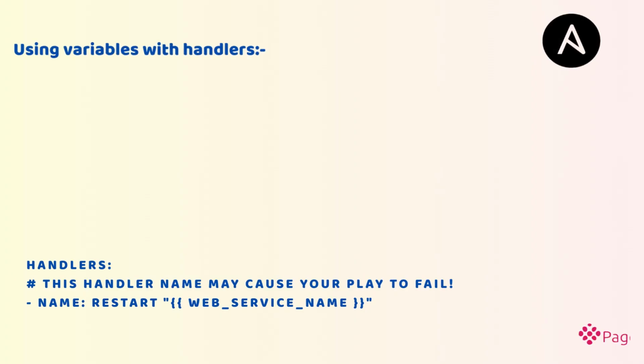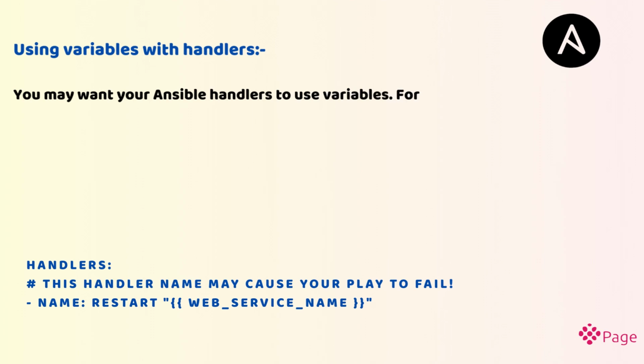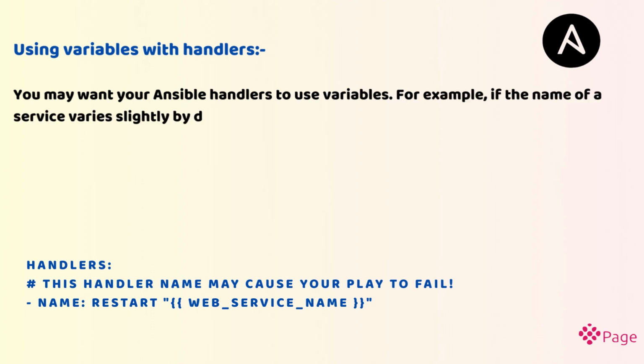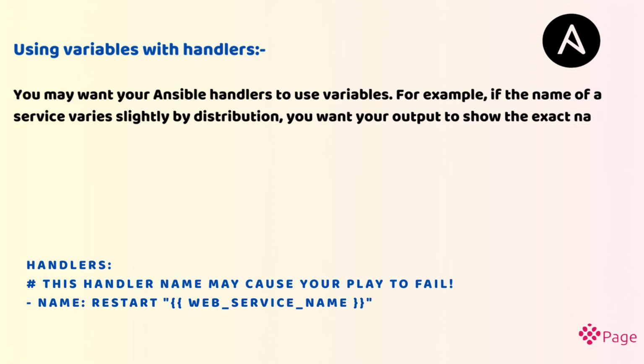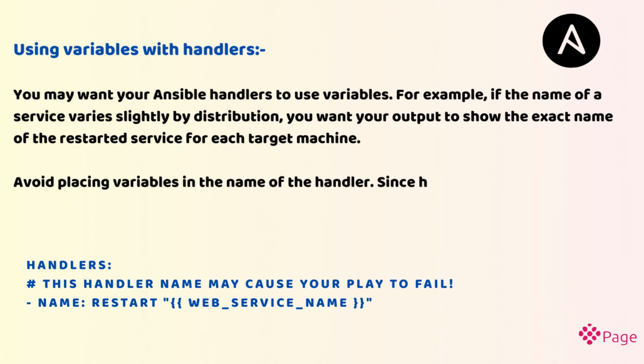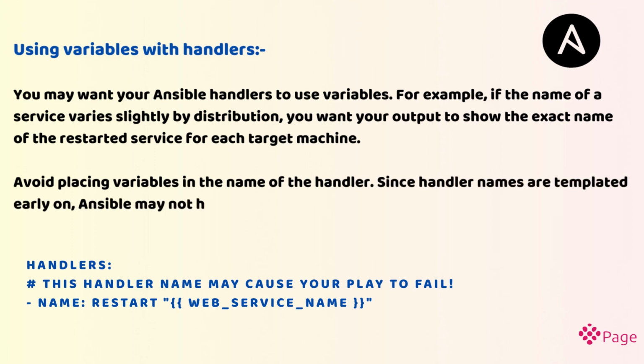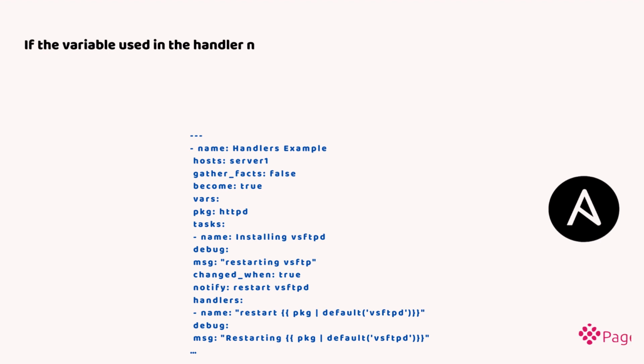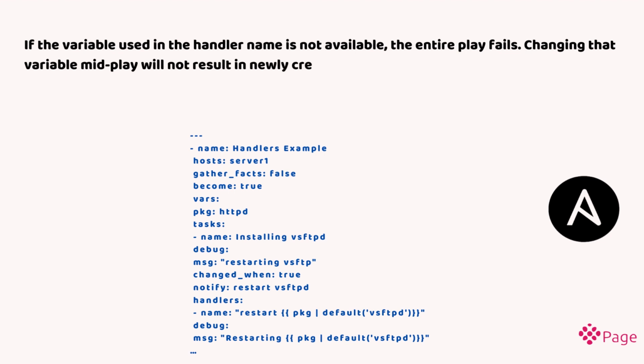Using variables with handlers. You may want your Ansible handlers to use variables. For example, if the name of a service varies slightly by distribution, you want your output to show the exact name of the restarted service for each target machine. Avoid placing variables in the name of the handler. Since handler names are templated early on, Ansible may not have a value available for a handler name like this. If the variable used in the handler name is not available, the entire play fails. Changing that variable mid-play will not result in a newly created handler.